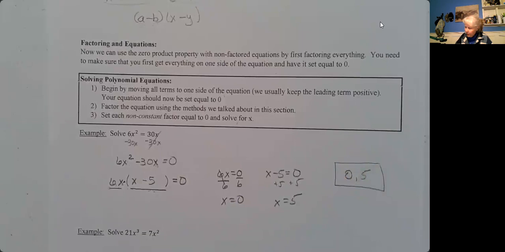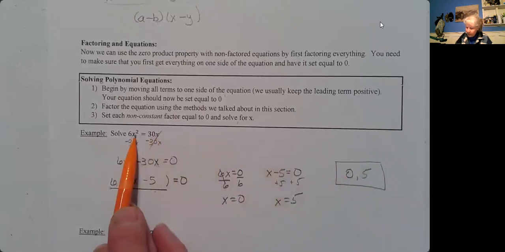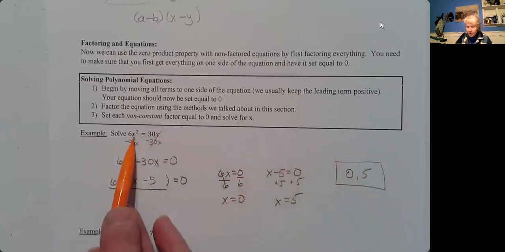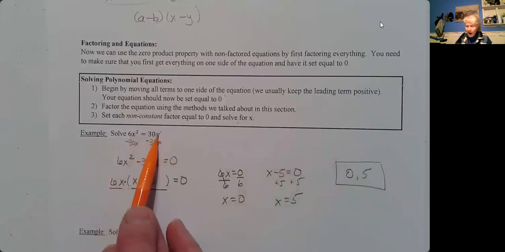Put those in. If you put in 0, the left will equal the right. If you put in 5 and square it, you get 25 times 6, 150. 30 times 5 is 150. So the left will equal the right. All right, let's do this again.